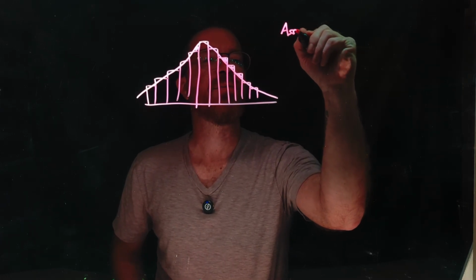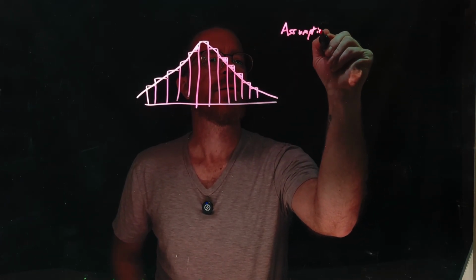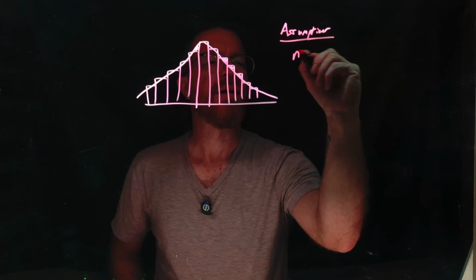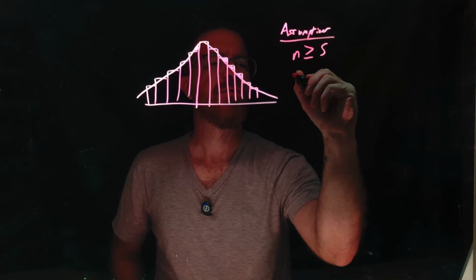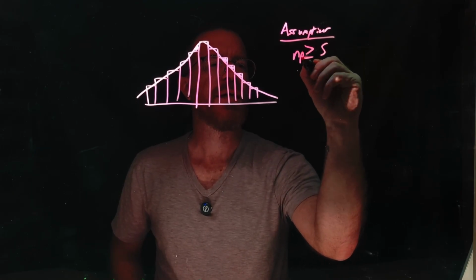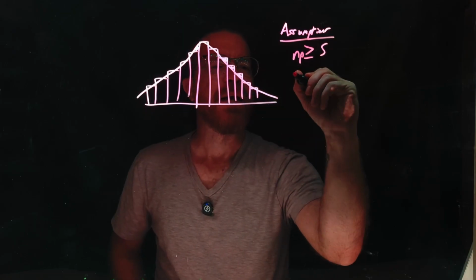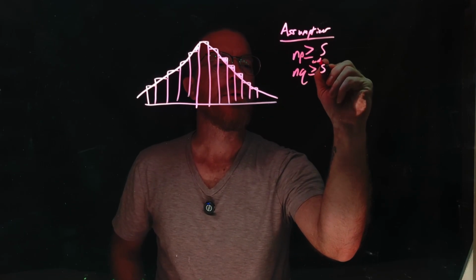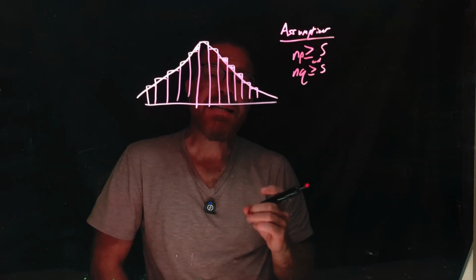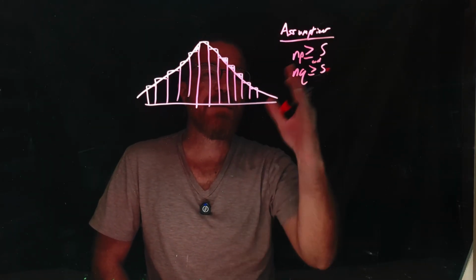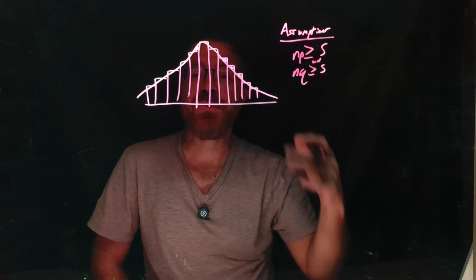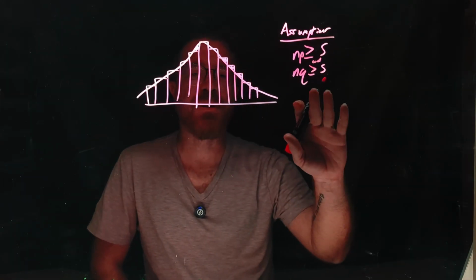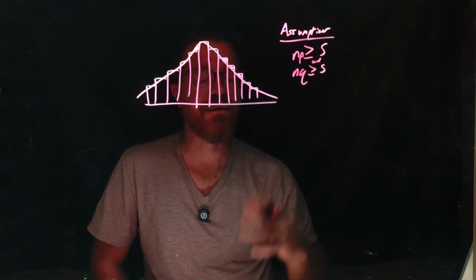Well, for this class, we're going to be checking two assumptions to see if we have a large enough sample size. So our assumptions will be: if np is greater than or equal to 5, and if nq is also greater than or equal to 5. Now notice I used the word and here. This means that both of them must be true. If np is greater than or equal to 5, but nq is not, you don't have a large enough sample. If nq is greater than or equal to 5 and np is not, you don't have a large enough sample.